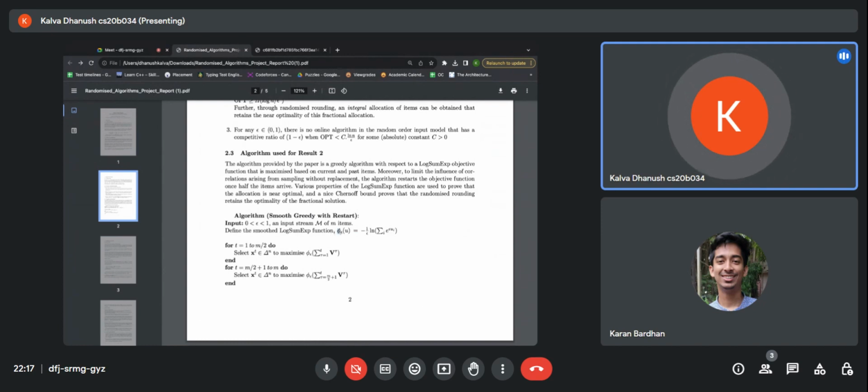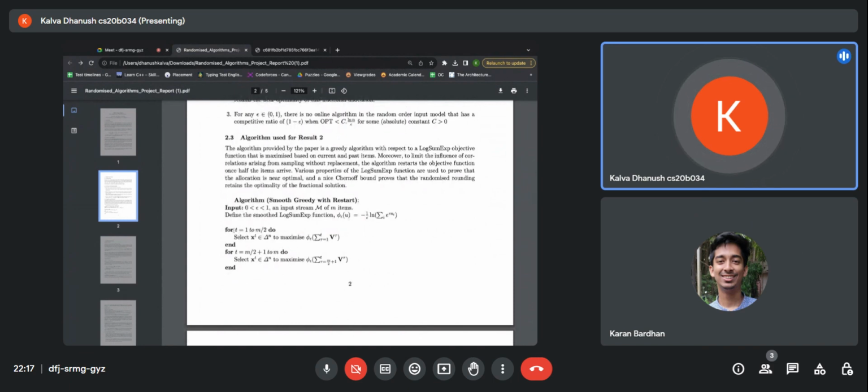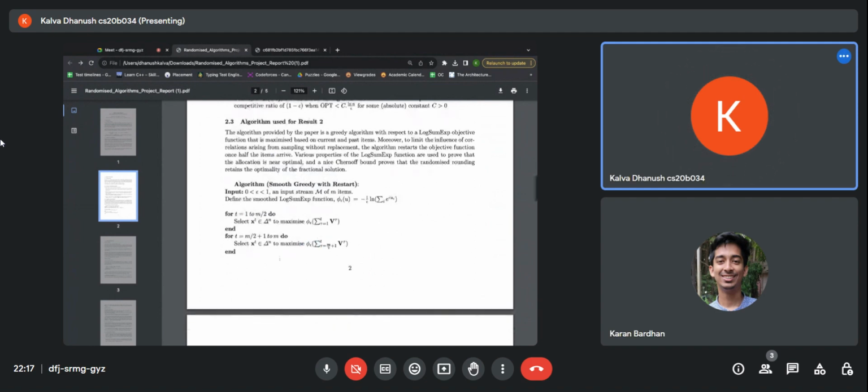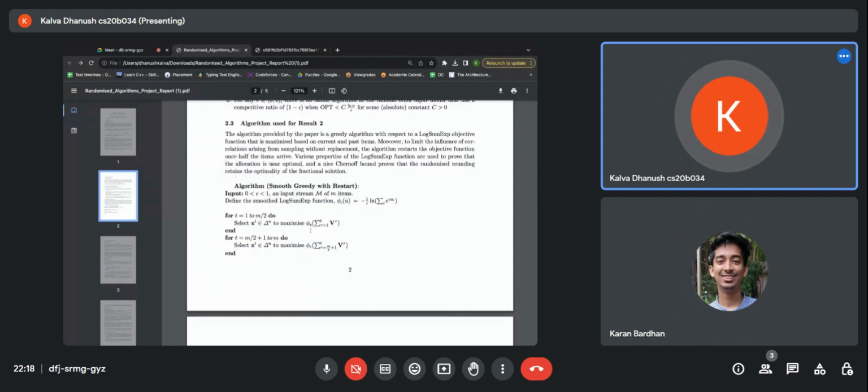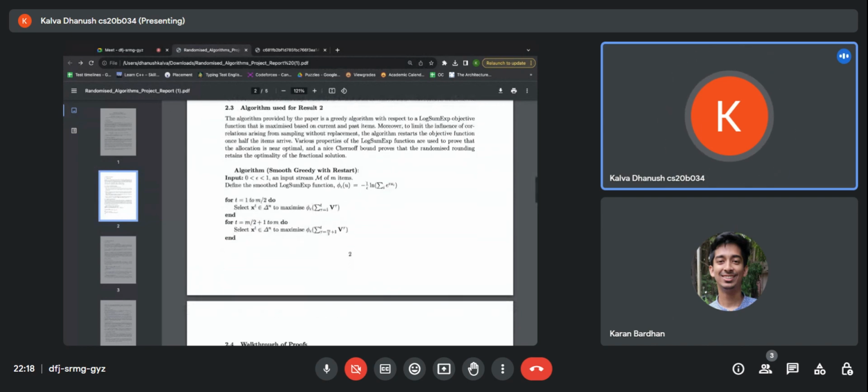And another thing is, as we allot more and more items, there is more and more dependency among the items created. To minimize these dependencies, we divide the items into two stages. For the first m by 2 items, we maximize this log sum exponent function, and then we restart. We just ignore all these m by 2 items, and again maximize the log sum exponent function for the next m by 2 items. The paper proves that by greedily maximizing the log sum exponent function in this way, we get a 1 minus epsilon competitive algorithm.